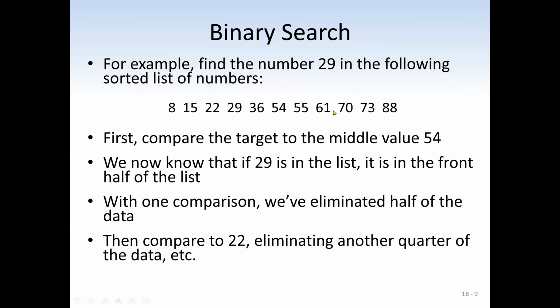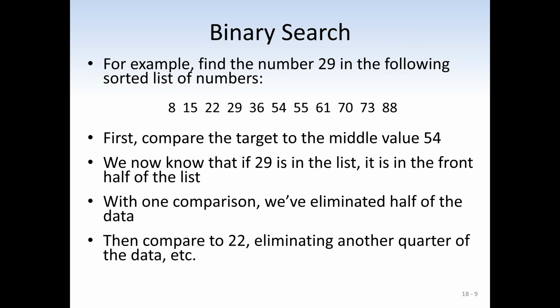So let's see an example here. Here we have a list of items from 8 to 88. These items are sorted. Now we want to find out if 29 is in this list. So the first thing we do is to look for the middle value. The middle value will be 54. We compare 54 with 29. We find out that the midpoint is greater than the search key. So we have to search the lower part, the left side of the 54.